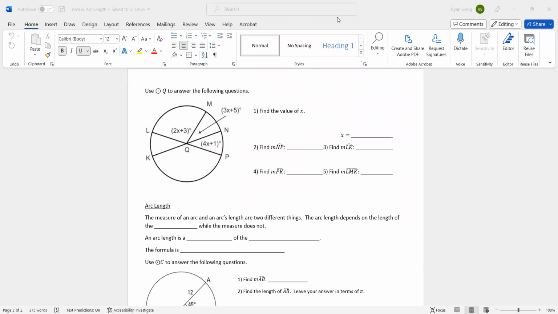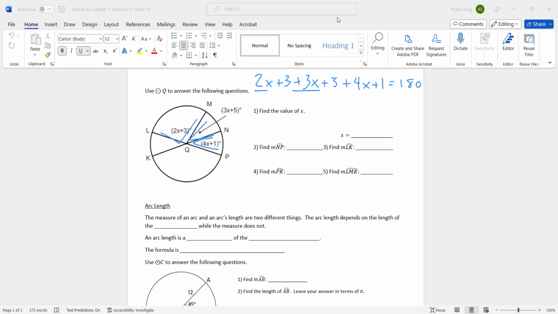So when we look at this, like, how do I do that? Well, I see LP is a diameter, right? I know that that equals 180 degrees. Okay, so I'm going to add up 2x plus 3, 3x plus 5, and 4x plus 1. And since all 3 of those angles come together to make line LP, I know they add up to 180 degrees.